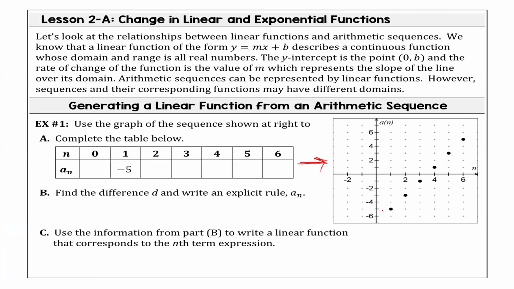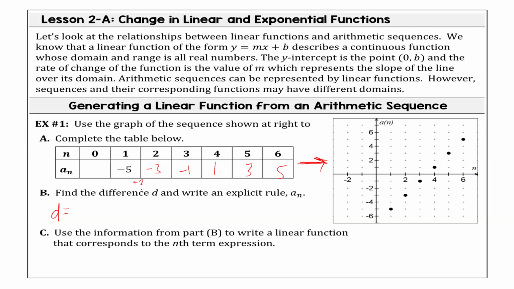So we cannot see 0, but we do know 1 is -5, right? What is 2? -3. What is 3? -1. What is 4? What is 5? What is 6? Okay, now that I see those, even though I do not see 0, can I start finding my difference and state my a sub 0? Okay, what is my difference?